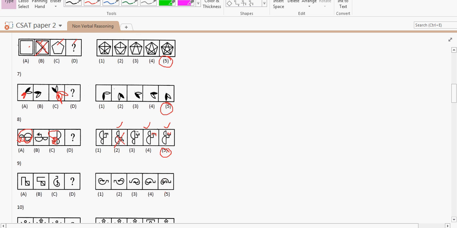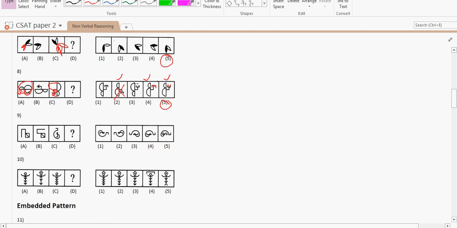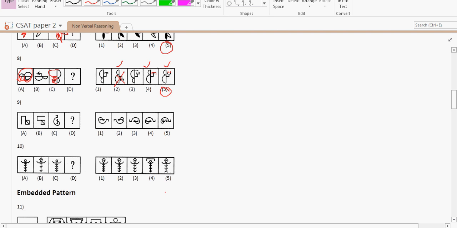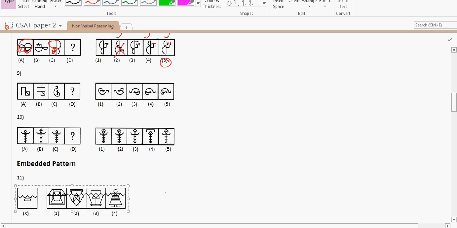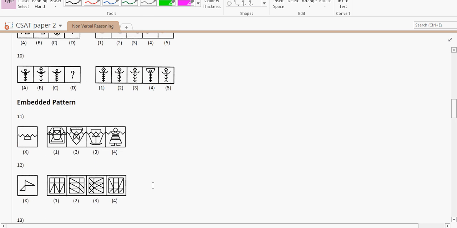Similarly, you can do 9 and 10. They are very well given in the exercise as well. The link is provided above. You can just go through those links, and if you don't understand, a very clear explanation is given as well. The other important questions which usually appear in CSAT are to find the embedded pattern.